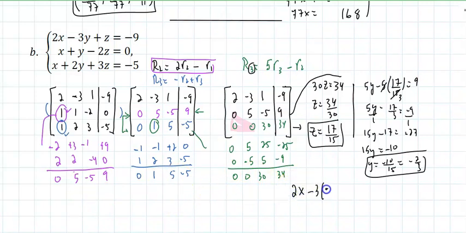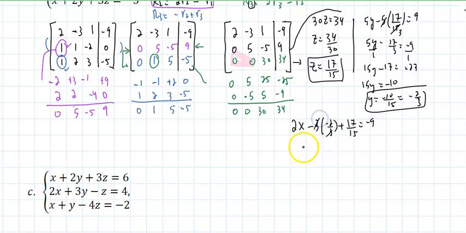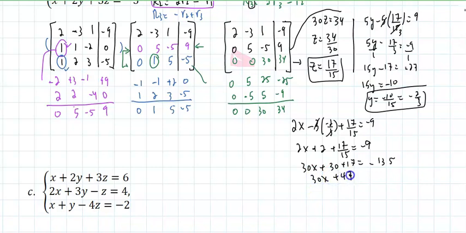The first equation reads 2x minus 3y plus z equal a negative 9. And here I will say, those cancel out. I'm looking at 2x minus plus 2 plus 17 over 15 equal negative 9. Clear the fractions. 30x plus 30 plus 17 equal, if I take 15 times 9, 45, 135. So this is 30x plus 47 equal negative 135.